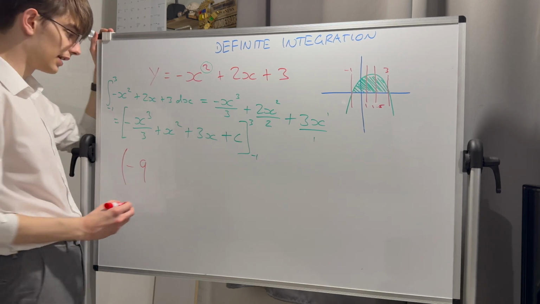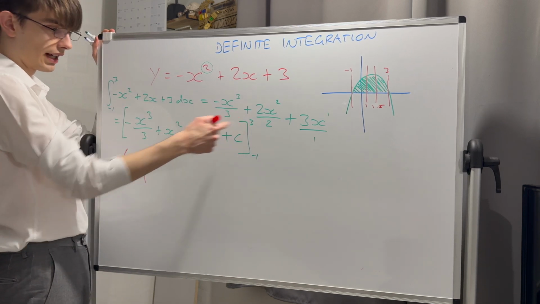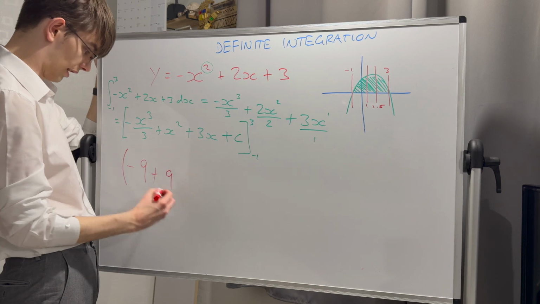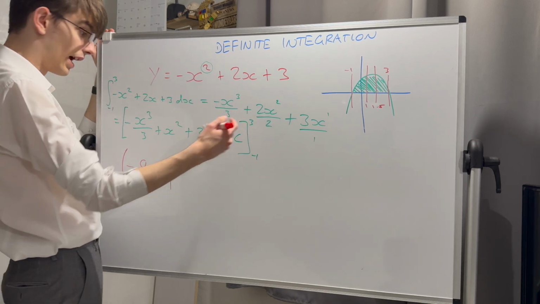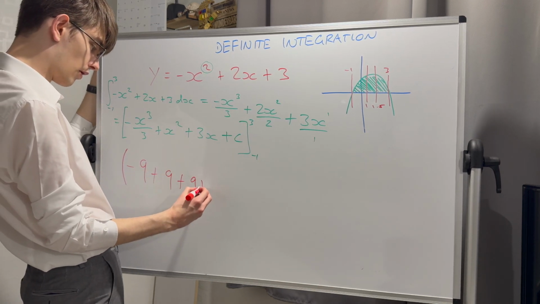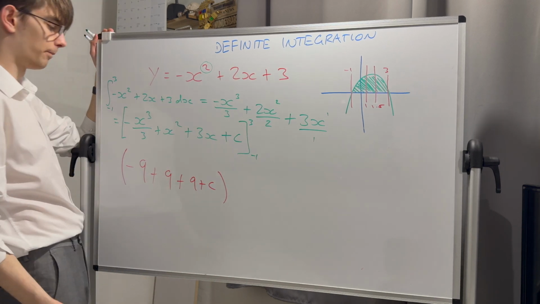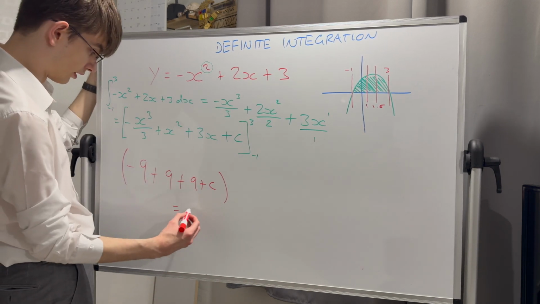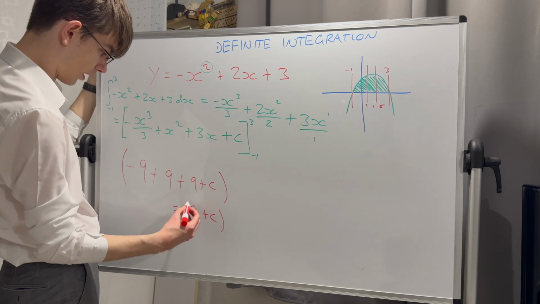I'm going to keep this in brackets. Plus x squared, well, x is 3, so that's plus 9. Well, that's already looking pretty nice. Plus 3x, that's another 9. Plus c, which just gives us 9 plus c.